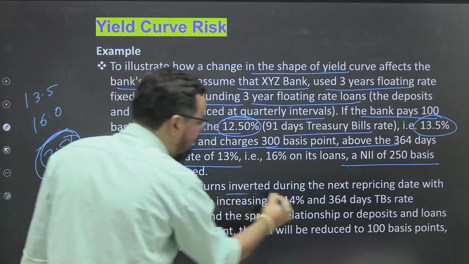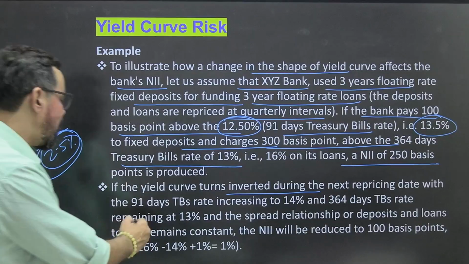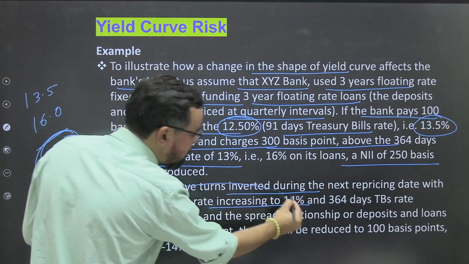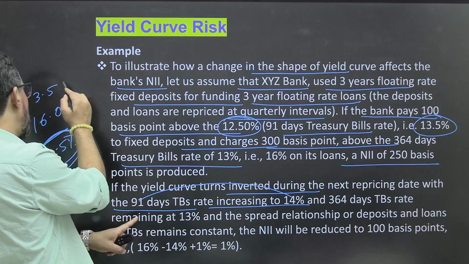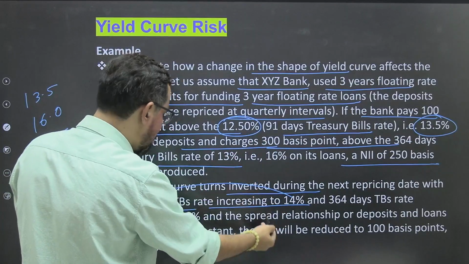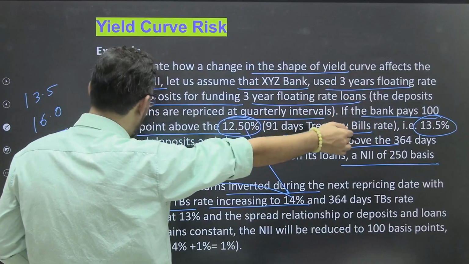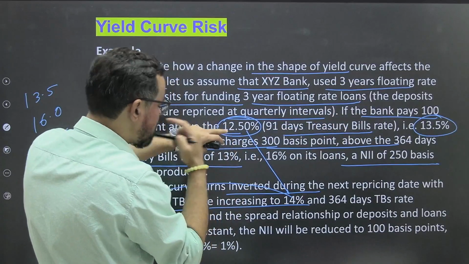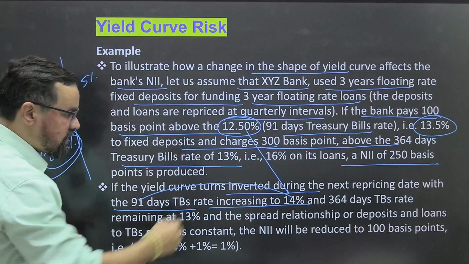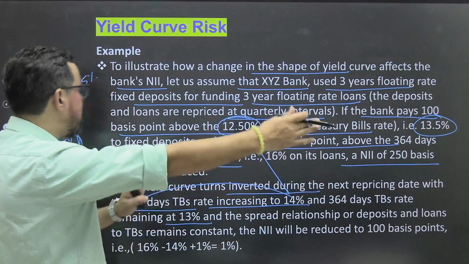If yield curve turns inward, now the yield curve will make the impact here. The next repricing date, which is after 90 days, 91 days treasury bills increase from 12.5 to 14%. Now 14 plus 100 basis point was there, which means in the next scenario we are paying 15%. 365 treasury bills rate remaining 13%. 13 plus 3 means 16%.